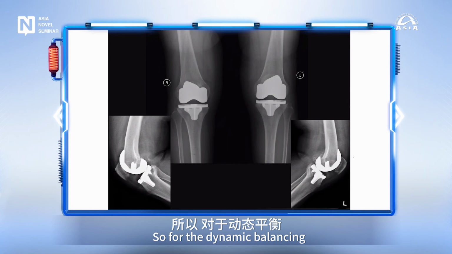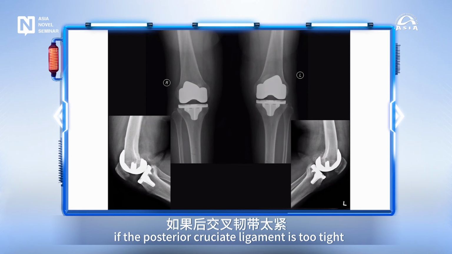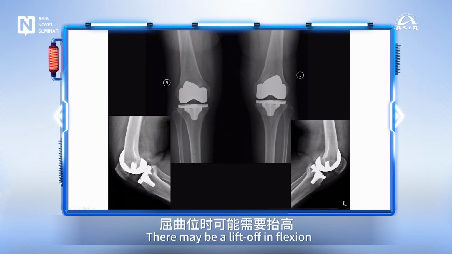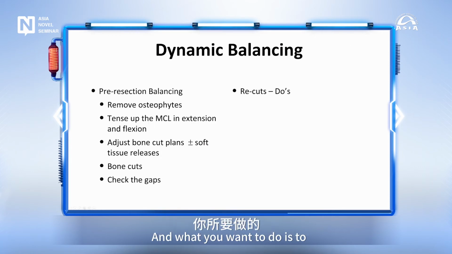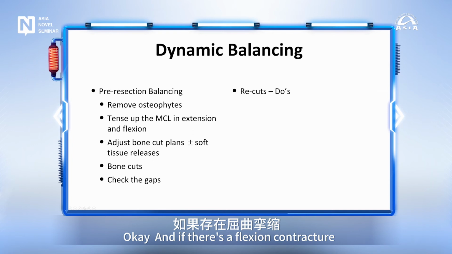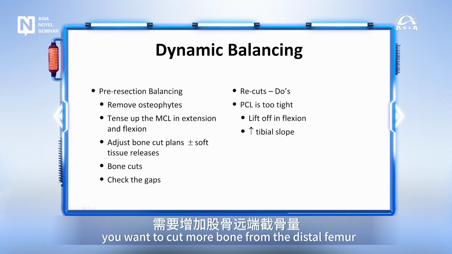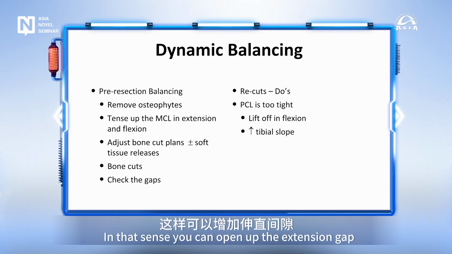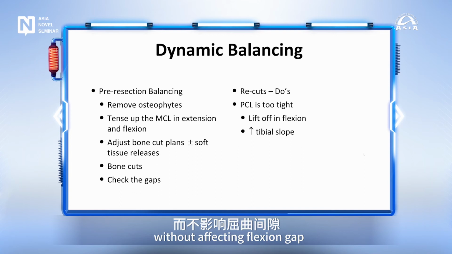So for the dynamic balancing, remember the steps we proposed. Pay attention to dynamic balancing. If the posterior cruciate ligament is too tight, there may be a lift off in flexion, and what you want to do is to increase the tibial slope to open up the flexion gap. Okay, and if there's a flexion contracture, you want to cut more bone from the distal femur, and in that sense, you can open up the extension gap without affecting the flexion gap.